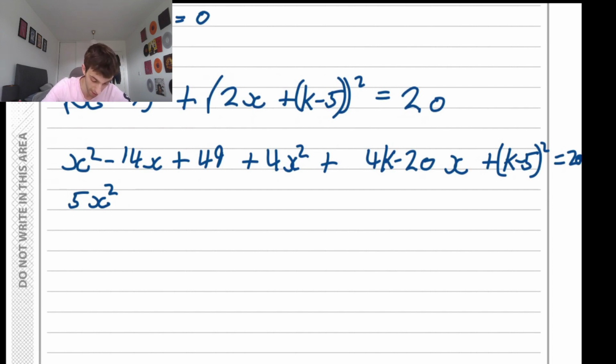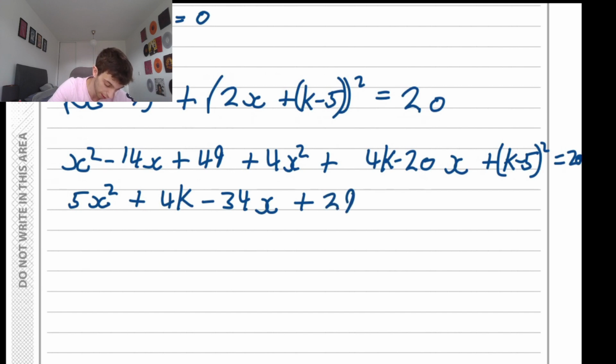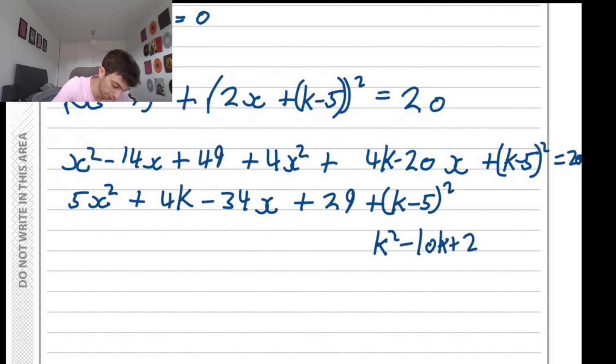Okay, so that will be plus 4k. Then we have minus 14 minus 20, so it's going to be minus 34x. Then we have plus 49 plus (k minus 5) squared. Oh, we have to take away the 20 because we have that 20 on the right hand side. So we're going to have plus 29 plus (k minus 5) all squared. So (k minus 5) all squared, that's k squared minus 10k plus 25.